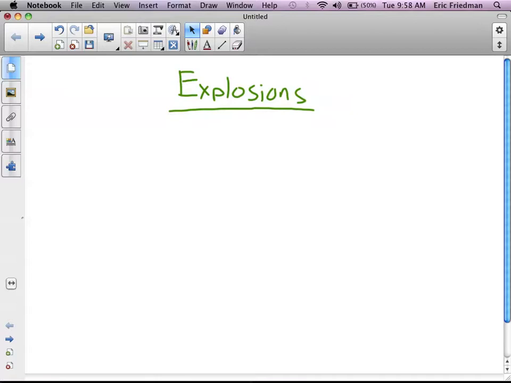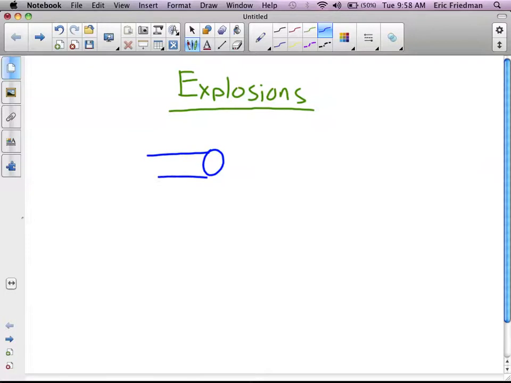Another class of problems that we can do under the general realm of conservation of momentum. Let's just start off with an example. I think the classic example is usually a cannon. So I'll draw a cannon. We know my artistry is not so awesome, but I think I can draw a cannon.